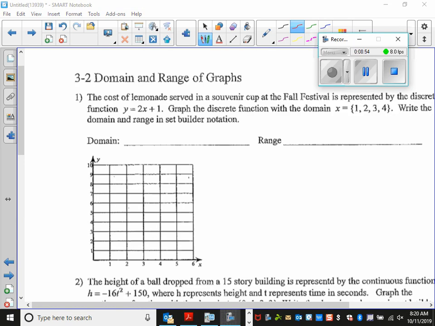We're going to continue on pages 5 and 6 in your new math packets. So we're going to be talking about discrete graphs. That means graphs that are not connected, and the continuous graphs where you actually form some type of curve. Everyone should be on page 5.